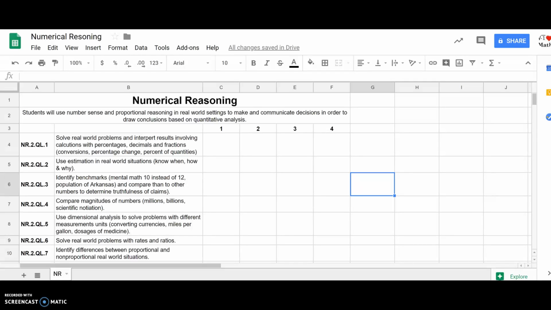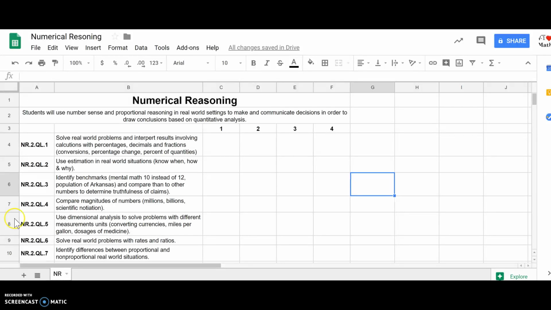All right, hey everybody, we are going to go over the numerical reasoning standards. So this shouldn't take but about 10 minutes, hopefully. All right. So you're looking at my screen and I have these typed in pretty similarly to what they are in Google Classroom currently, but I just want to talk about a couple terms so that you are aware of what you're doing.